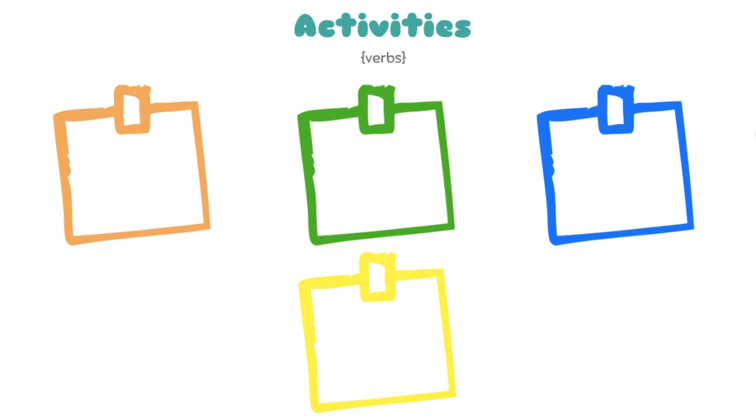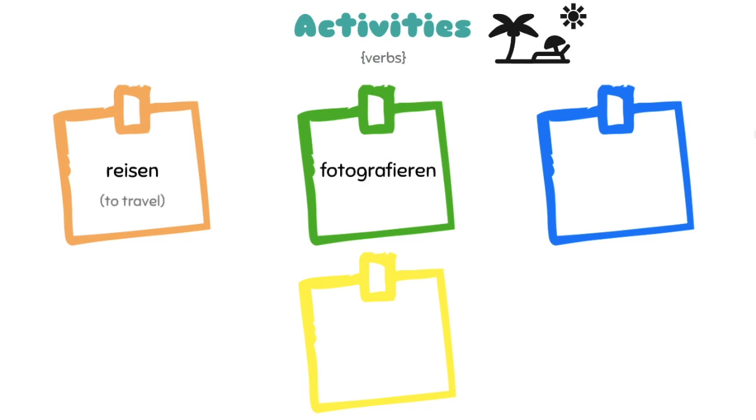The next verbs are related to activities that you do on holidays. Reisen, to travel. Fotografieren, to take pictures. Faulenzen, to chill out. Lesen, to read. Reisen, fotografieren, faulenzen, lesen.